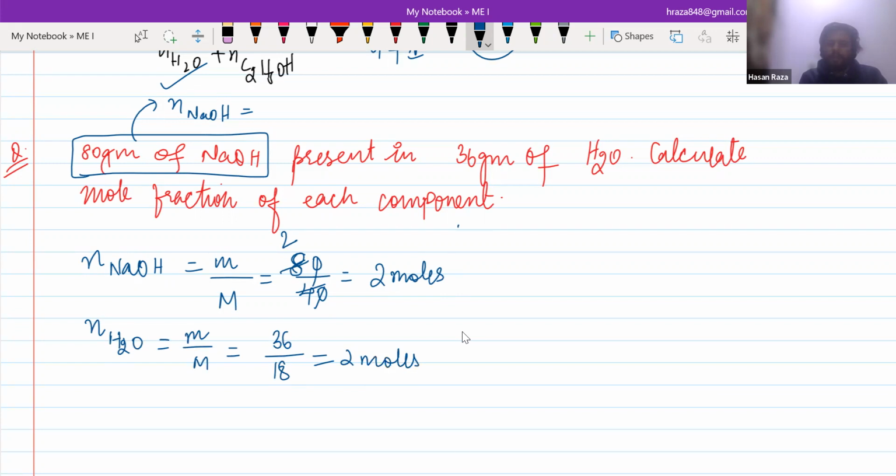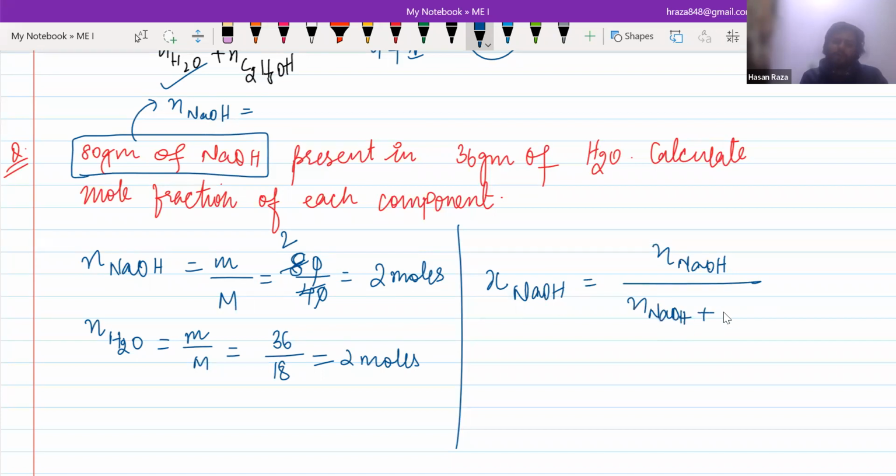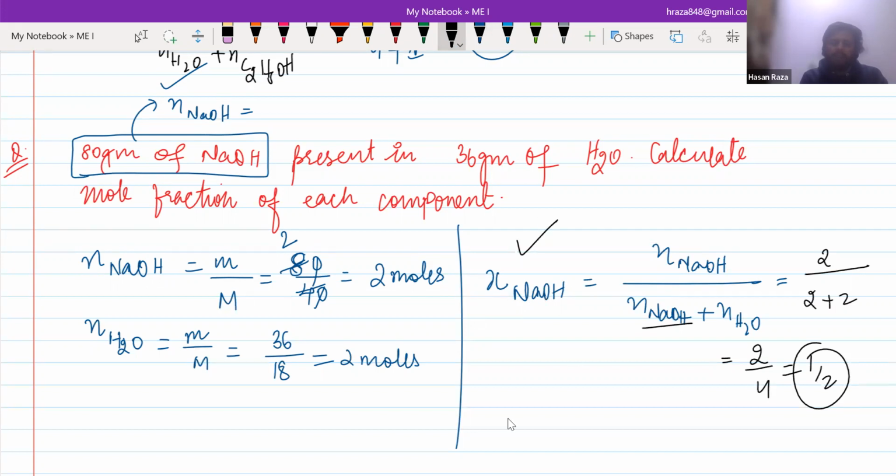Yes or no? Now, I'm going to apply the formula for mole fraction of NaOH, which will be equal to number of moles of NaOH upon number of moles of NaOH plus number of moles of H2O. Now, as you can see, number of moles of NaOH is 2 upon 2 plus 2. So it will be 2 by 4. That means 1 by 2 mole fraction of NaOH.